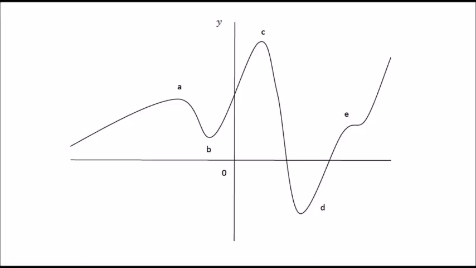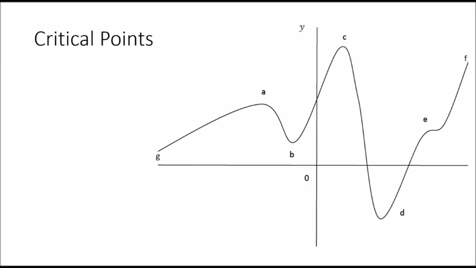So let's go ahead and just look at this crazy function here. You'll notice that it goes up and then down and then up and then down and then slows way down, flattens out, and then keeps going up some more. It also has two endpoints. Here I've marked them f and g. So if we want to talk about these different what are called critical points, the local maxima for this function are a, c, and f.